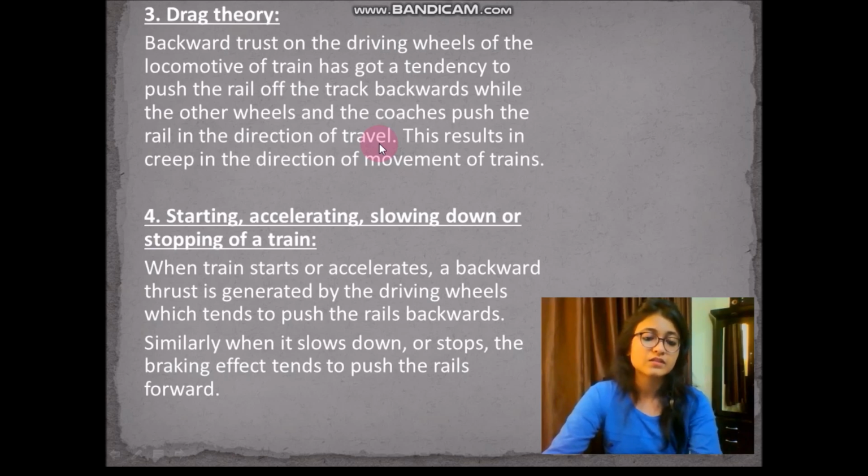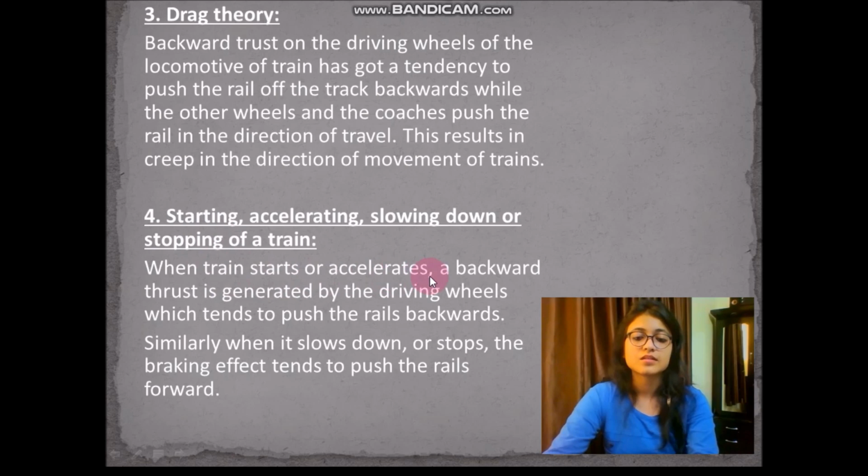So the driving wheels have a tendency to push the rail backwards, and the other wheels and coaches have a tendency to push the rail forwards in the direction of the travel. This results in creep in the direction of the movement of the train. So because of this, creep will occur in the direction of the movement of the train. Next is starting, accelerating, slowing down or stopping of the train. Because of this also, creep will occur.